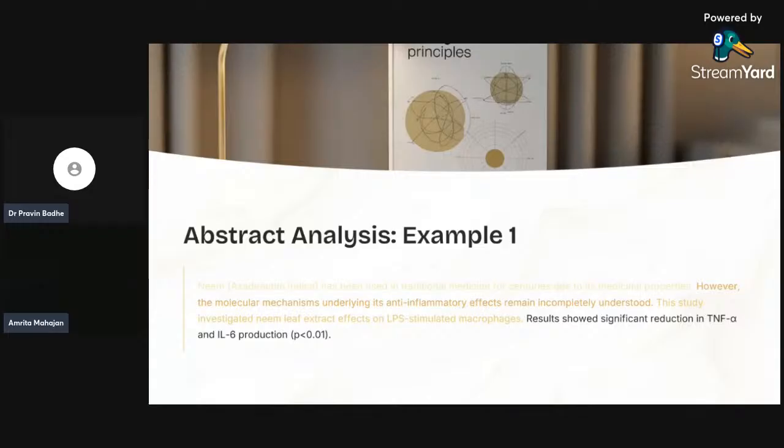Then comes the line: the results showed significant reduction in TNF alpha. The result shows this, but it seems incomplete. It doesn't have that much weight. What exactly are you trying to prove in that particular abstract?